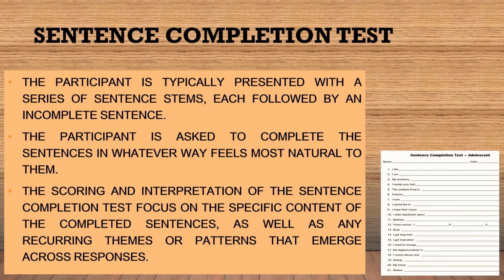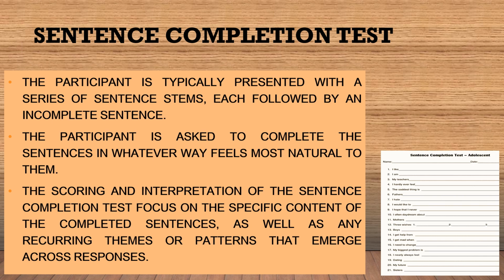Sentence completion test. During this test, the participant is typically presented with a series of sentence stems, each followed by an incomplete sentence. The stems are designed to be open-ended and can cover a range of topics related to the individual's life, relationships, aspirations, or experiences. The participant is asked to complete the sentence in whatever way feels most natural to them.